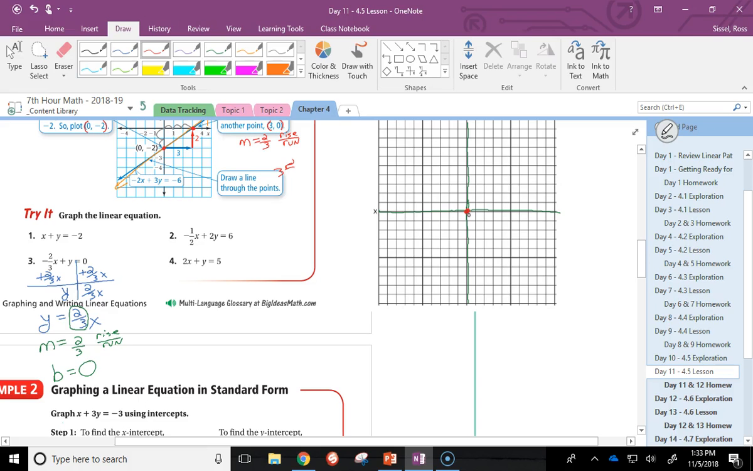First, we did our y-intercept. For our next point, we use our slope. Our slope was 2/3. I'm going to do it over here. 2/3. Rise over run. So I'm going to go from this point, I'm going to rise 2. 1, 2. I'm going to run 3. 1, 2, 3. So my next point is right here.